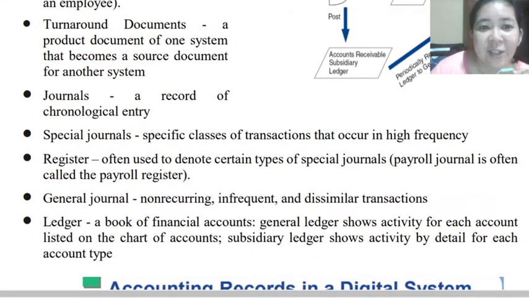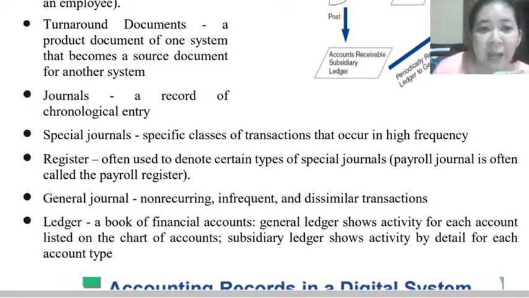Another is the register. This is often used to denote certain types of special journal. So we have the payroll register, which is also known as our payroll journal. So it may also be the same as our journal. We also have the general journals. So these are non-recurring, infrequent, and dissimilar transactions. Basically, your general journal is used if you are also using the special journals.